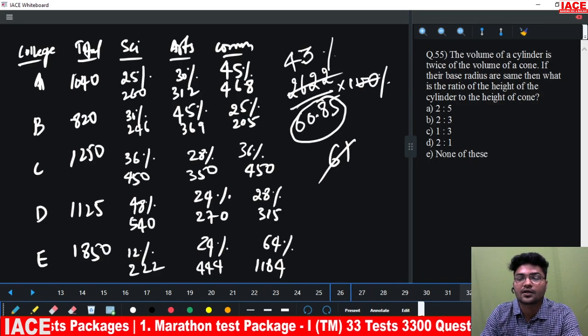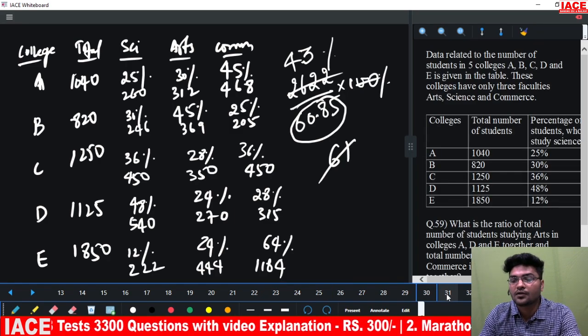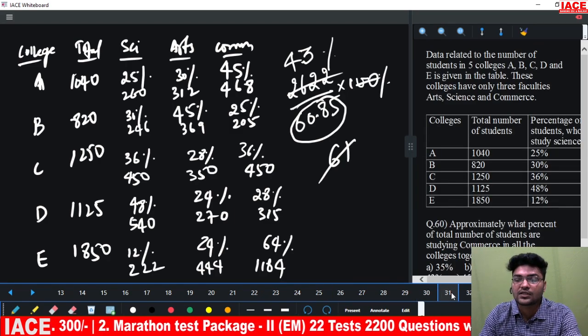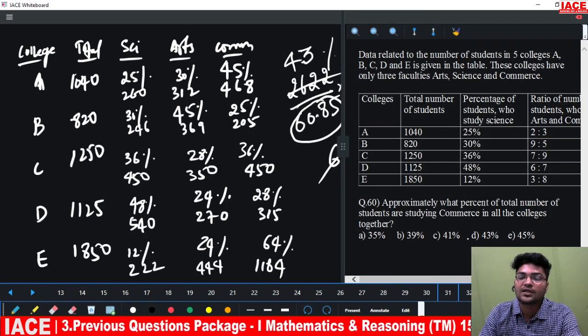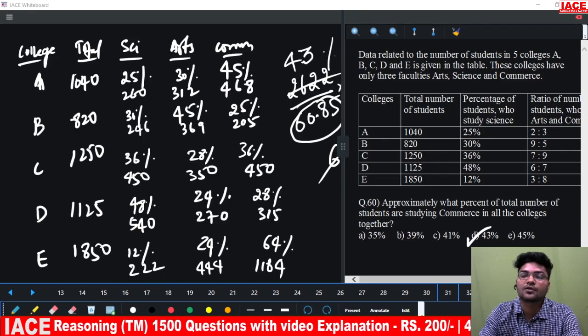43 percentage will be your correct answer. Question number 60. That is our option D. Option D would be your correct answer.